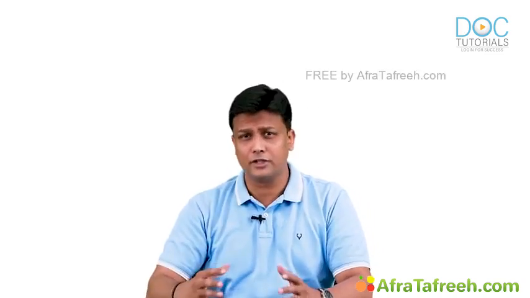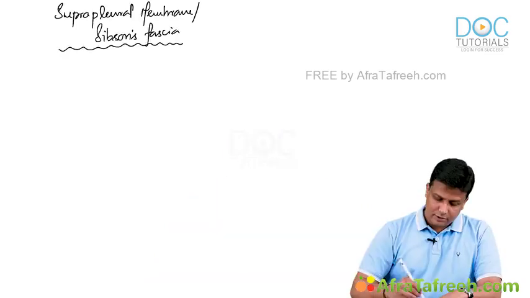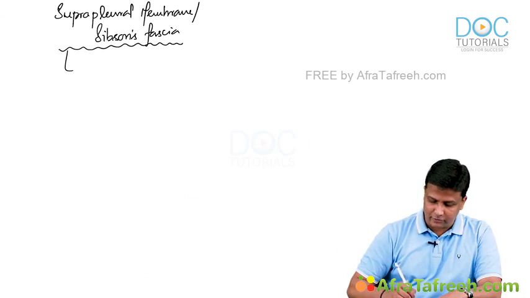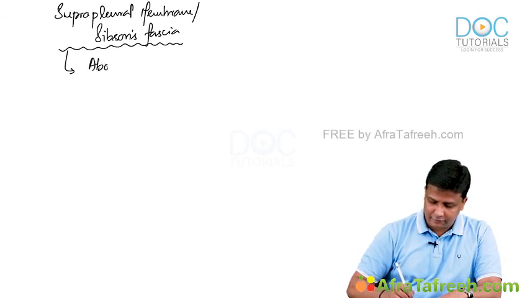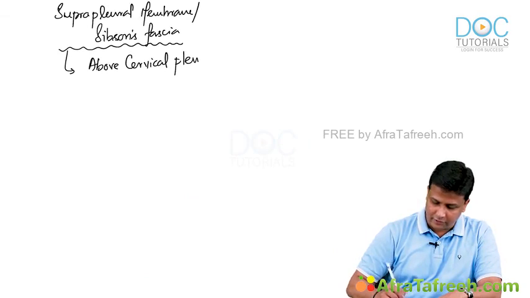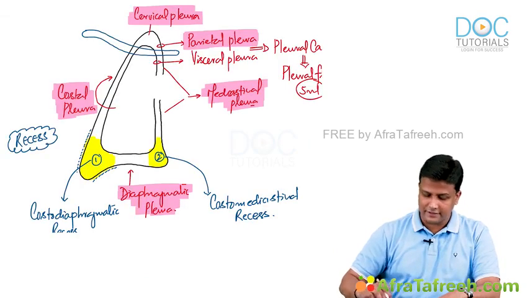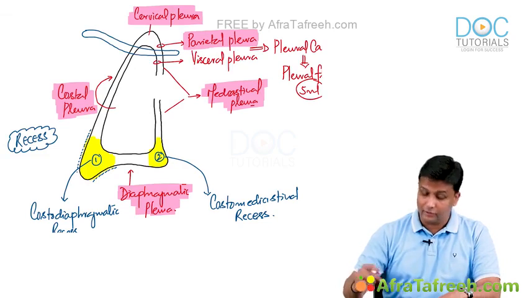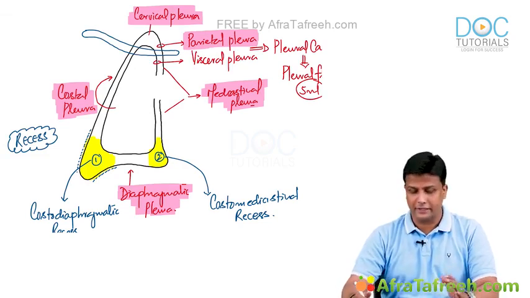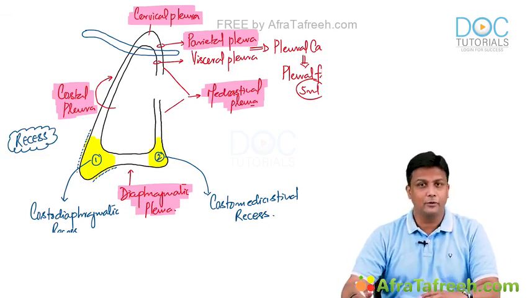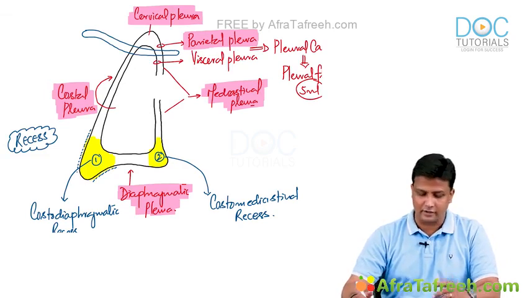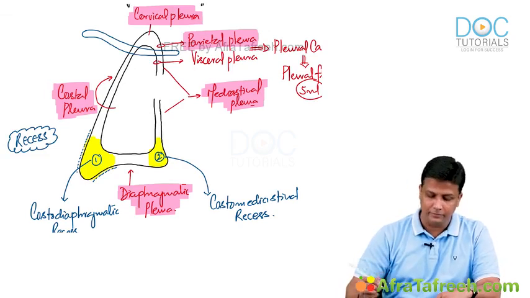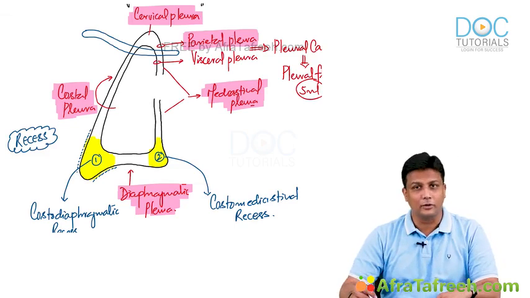It is a very strong connective tissue, guys. So where exactly do we have the suprapleural membrane? It is above the cervical pleura. If you remember, that's the reason I told you the parietal pleura is divided into 4 parts: the mediastinal pleura, the diaphragmatic pleura, the costal, as well as the cervical. I am speaking about this cervical pleura, and it is present above the cervical pleura, guys.